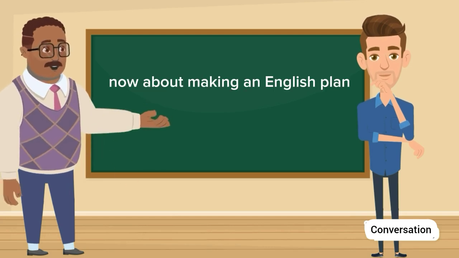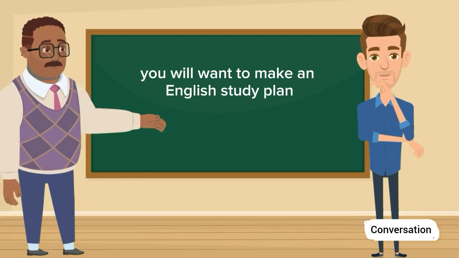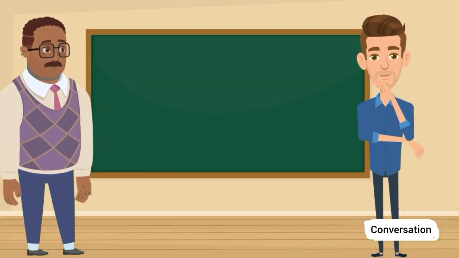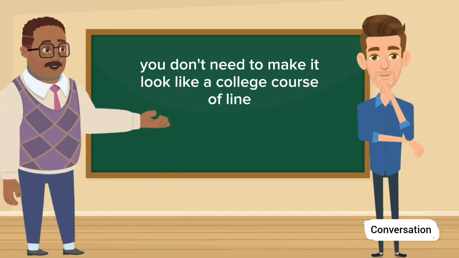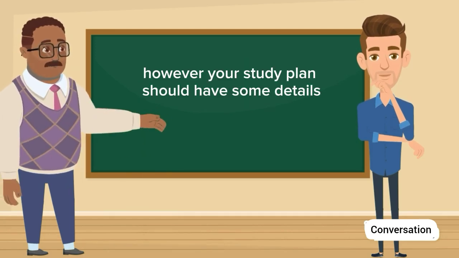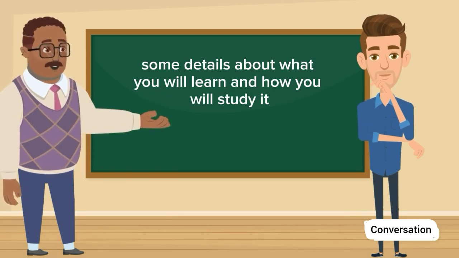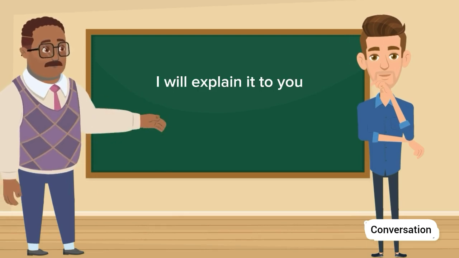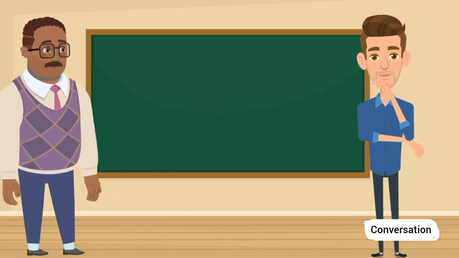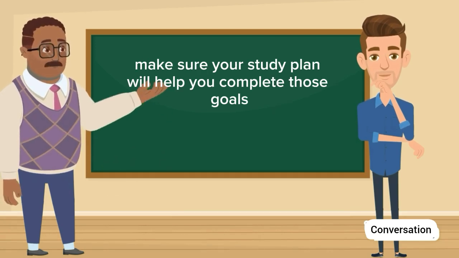Now, about making an English plan, after you set some SMART goals, you will want to make an English study plan. You don't need to make it look like a college course offline. However, your study plan should have some details about what you will learn and how you will study it. I will explain it to you. Think about your English learning goals. Make sure your study plan will help you complete those goals.